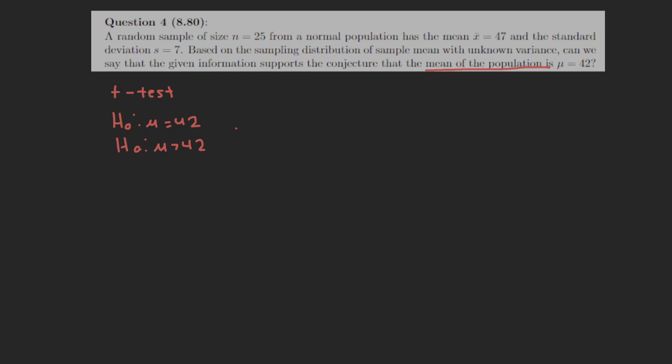Well, the formula is pretty simple. It's the mean of the sample that we got minus the mean of our assumed population divided by the standard error of the sample, which is simply the standard deviation over the square root of the number of samples that we took. So let's just simply plug in our numbers to this formula. All we have to do is 47 minus 42 over 7 divided by square root of 25. And this yields us a number that is approximately 3.57. That's the value of our test statistic.